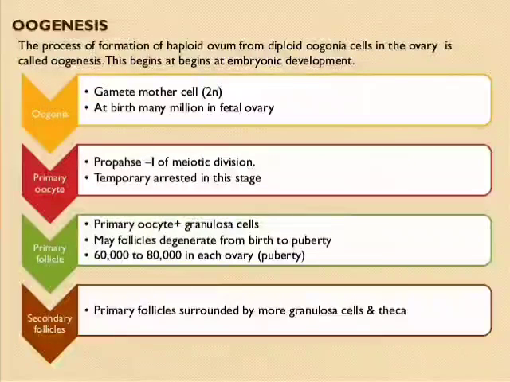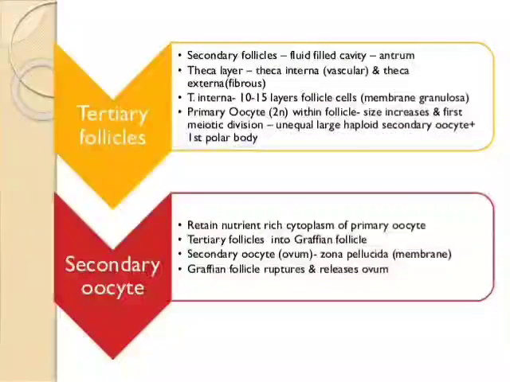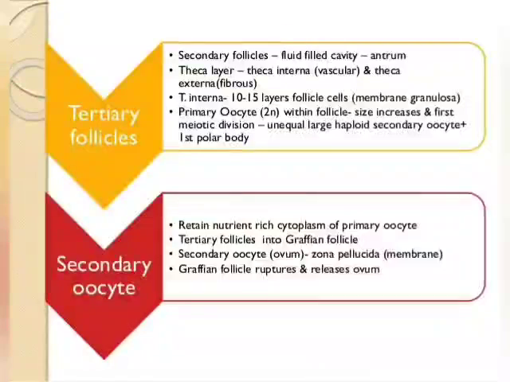They undergo the process of oogenesis and form primary oocyte. Primary oocyte then shows development and forms primary follicle, and at puberty these primary follicles convert into secondary follicle, and these secondary follicles again show so many changes and form the tertiary follicle, and tertiary follicle finally converts into a well developed secondary oocyte, which develops into Graafian follicle, and this Graafian follicle releases the ovum.